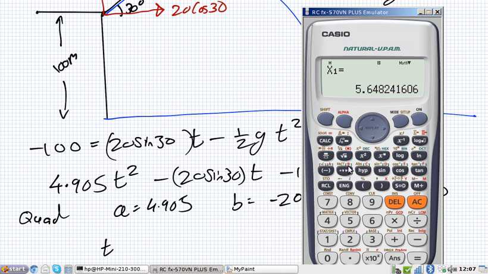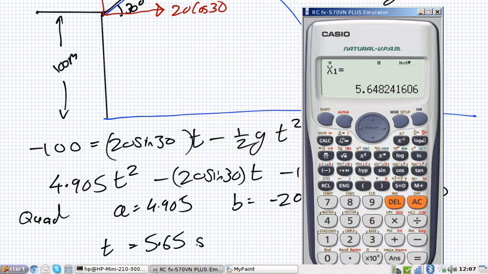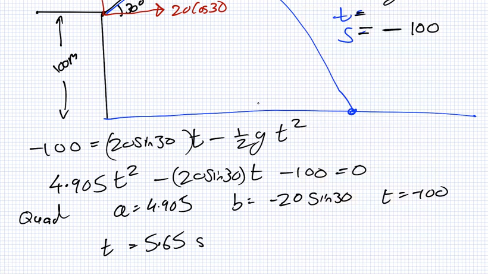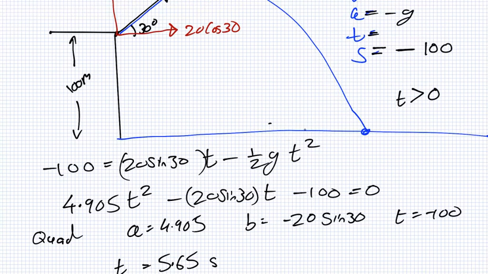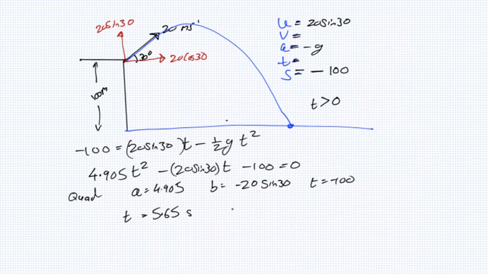So the first answer is 5.65, we'll say. And the second answer is minus 3.61. And we reject this answer because we're expecting time to be positive and not negative. And it's worth thinking about why there is a negative answer and why there is a second answer here. So that's something that we might actually talk about in class. But clearly this is the right answer and the only answer to accept. And the other answer we'll reject.